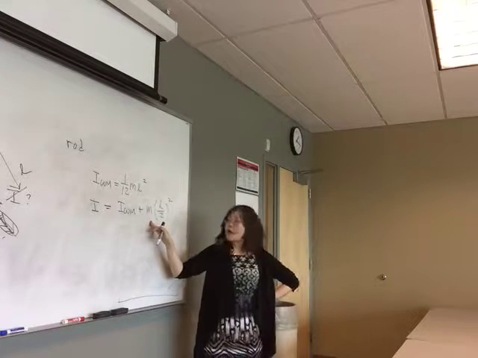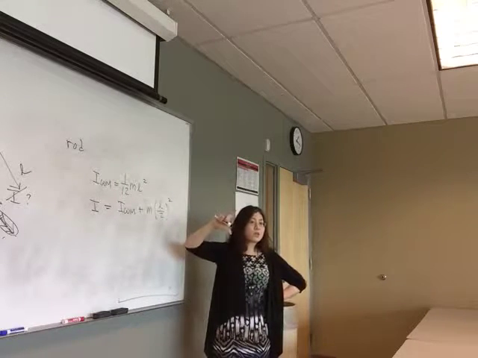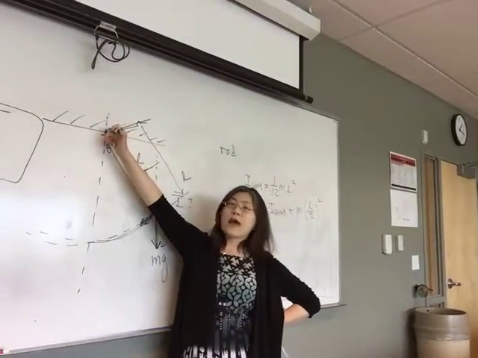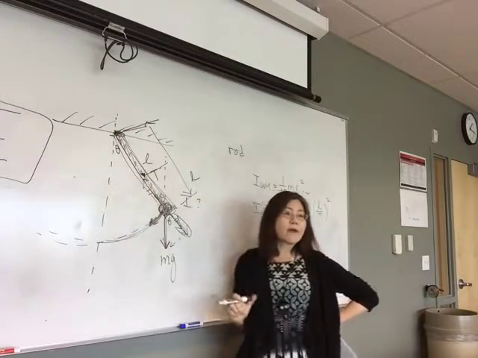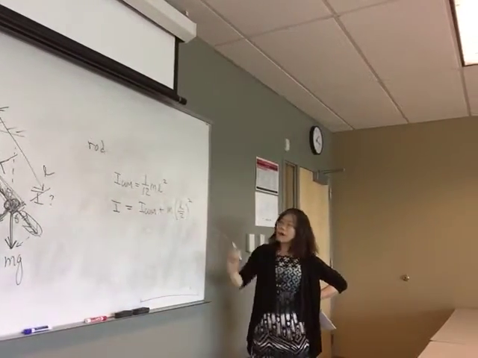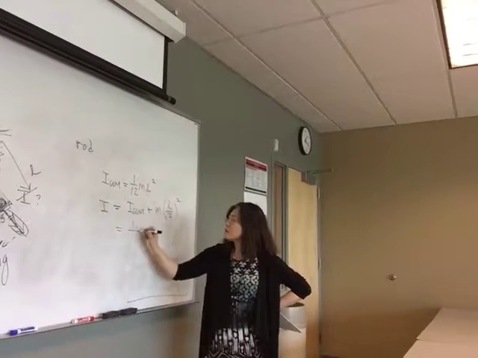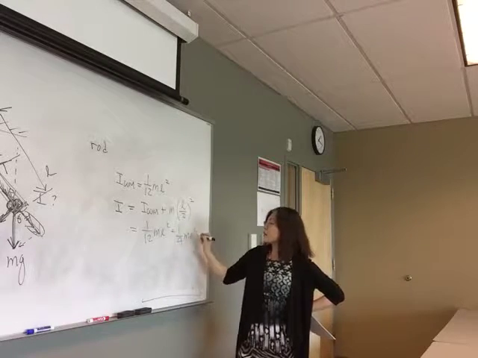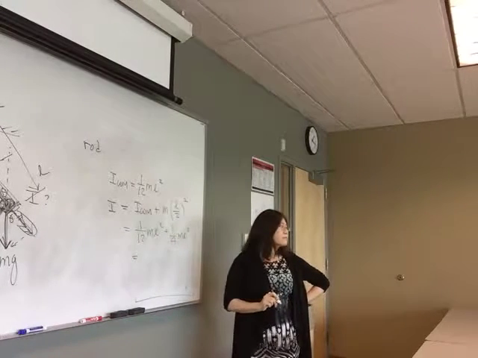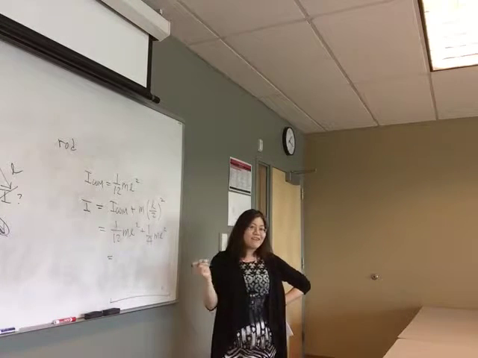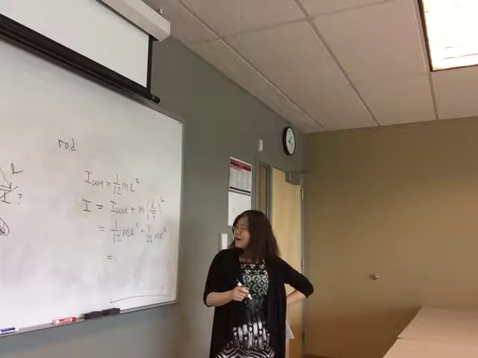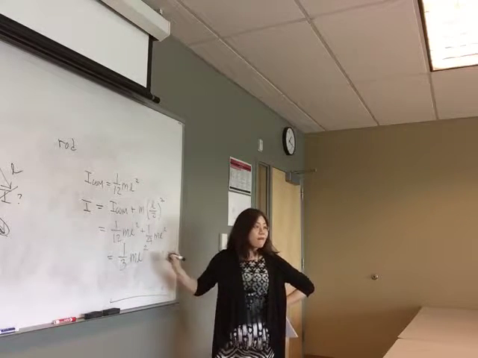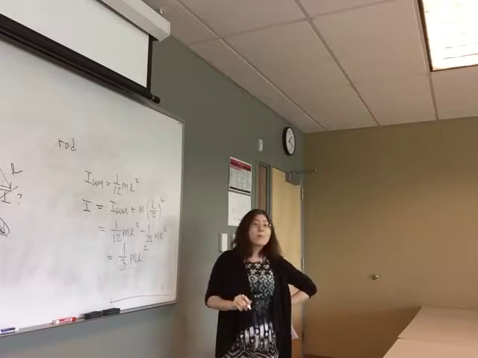The mass of the object times the separation between the two axes squared, because this is rotation through the center of mass and this is the actual rotation axis, so they differ by 1/2 L. The total length of the rod is L, so it's 1/2 L. When you add them together, it's 1/12 ml squared plus 1/4 ml squared, and do the math, that gives you 1/3 ml squared.